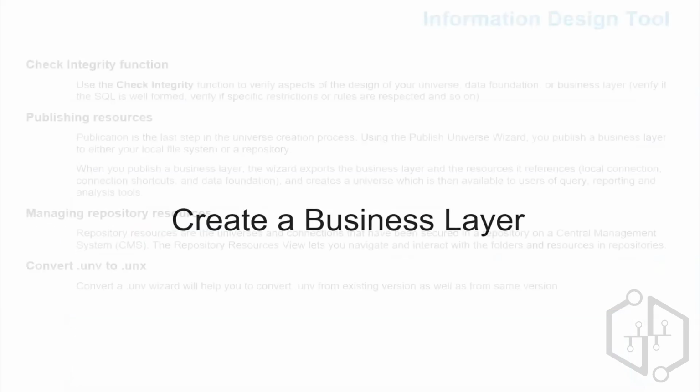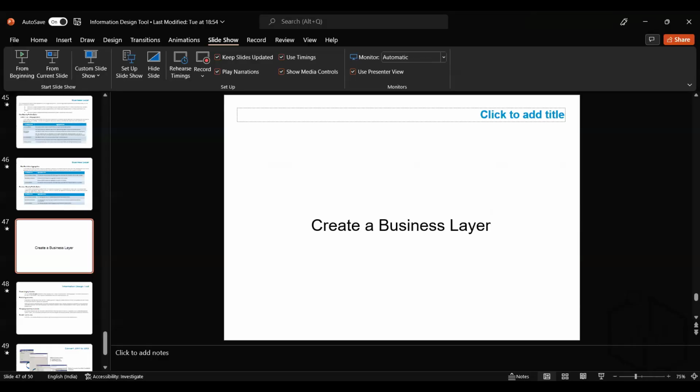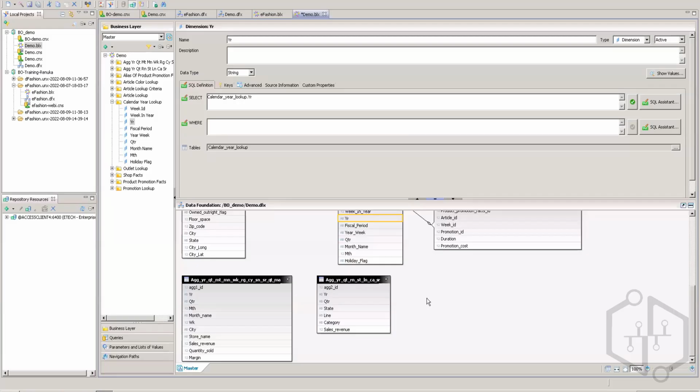Now we will try to create a business layer. I'll show there is already a business layer created, so from there also we can see. Can you see the IDT tool now? Yes, we can see it.